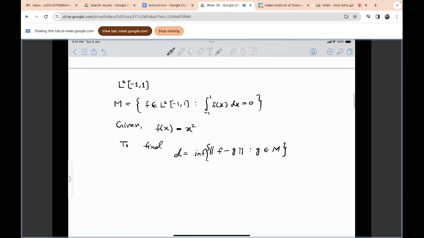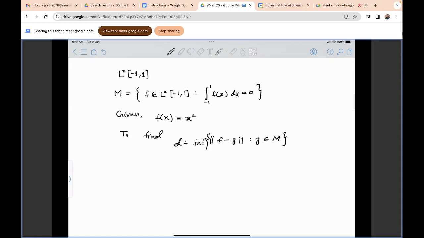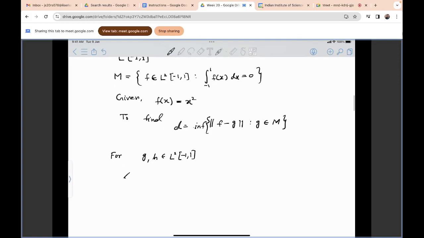Okay. So L2 is a Hilbert space, so it has an inner product. For g and h in L2 of minus 1 comma 1, how is the inner product defined? The inner product of g and h is defined to be the integral from minus 1 to 1 of gx hx dx. So this is a real inner product space.